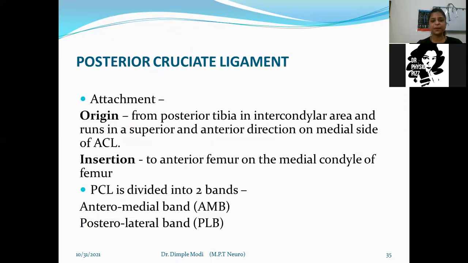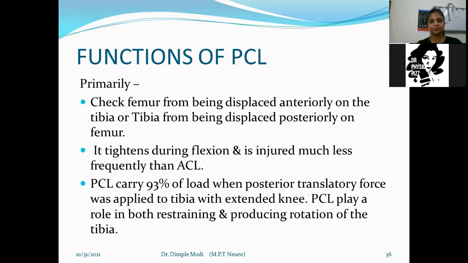The posterior cruciate ligament starts from the posterior tibia in the intercondylar area and runs superior and anterior in the direction of the medial side of the ACL and attaches to the anterior femur on the medial condyle of the femur. It also has two bands, the anterior medial band and the posterior lateral band. What are the functions? Checks the femur from being displaced anteriorly on the tibia or the tibia from being displaced posteriorly on the femur. It tightens during flexion and is injured much less frequently than the ACL. So the ACL is the most commonly injured, but the PCL is not injured that much.